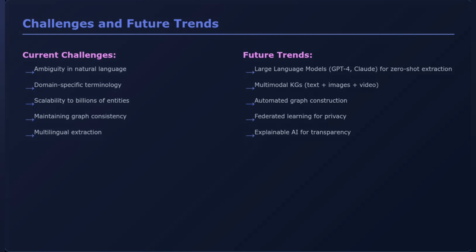Federated learning. Building knowledge graphs while preserving privacy. Different organizations can contribute to a shared graph without exposing their raw data. Explainable AI. As knowledge graphs power more critical decisions, we need them to explain their reasoning. Why did this system make this recommendation? What facts and relationships led to this conclusion? We're at the beginning of a knowledge revolution, and it's an incredible time to be learning about this technology.